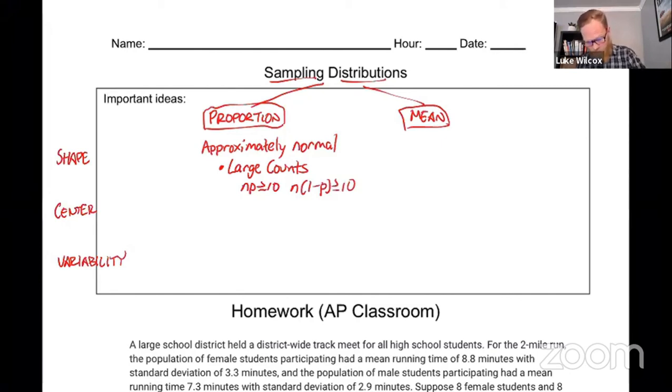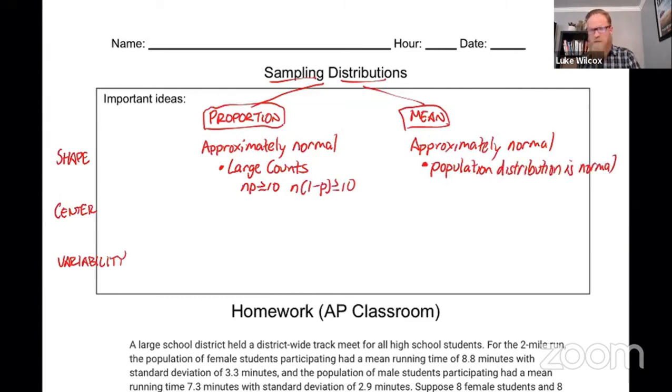Now for the sampling distribution of the mean, once again, we would like to arrive at the fact that that sampling distribution is approximately normal. But we have a couple of different ways that we can arrive at this. The easiest way, and the way we used in the activity, is that we were given in the problem that the population distribution is normal. So of course, if the population distribution is normal, then the sampling distribution is approximately normal.